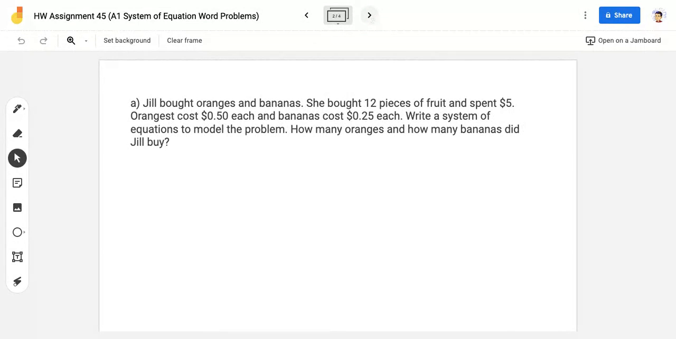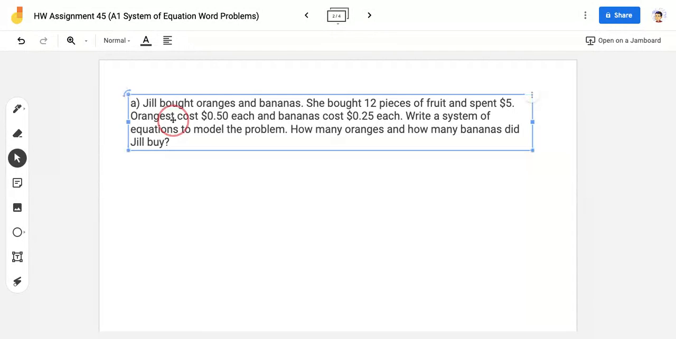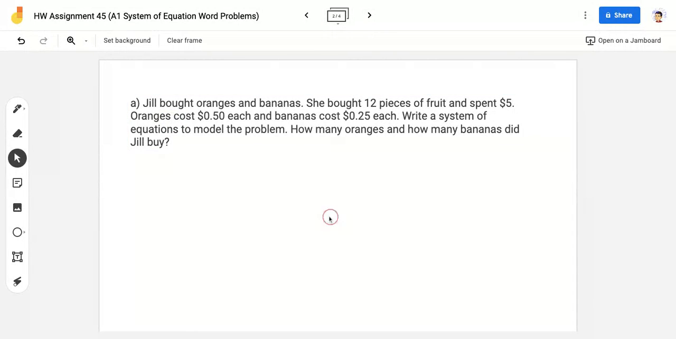Let's take a look at our first one. Jill bought oranges and bananas. She bought 12 pieces of fruit and spent $5. Oranges cost 50 cents each, and bananas cost 25 cents each. Write a system of equations to model the problem. How many oranges and how many bananas did Jill buy?